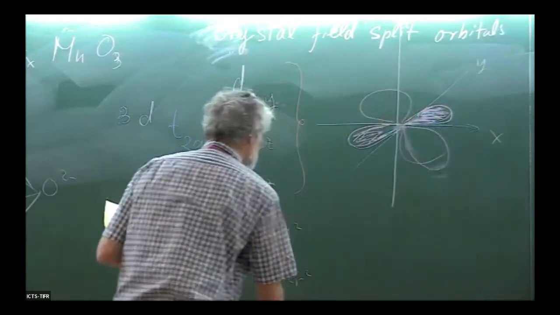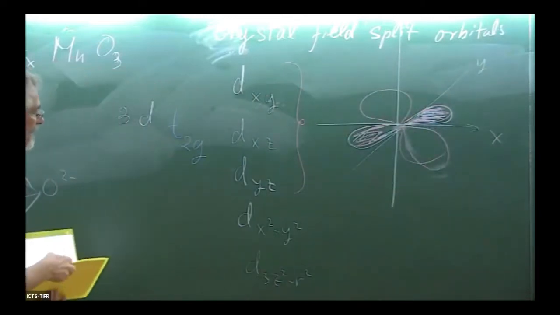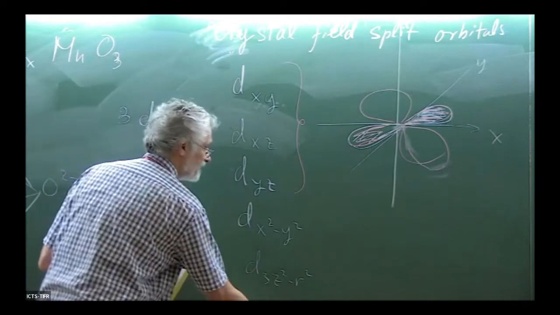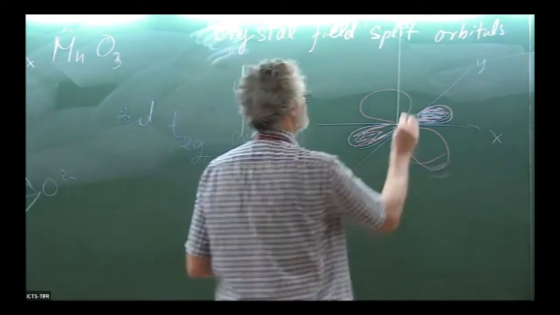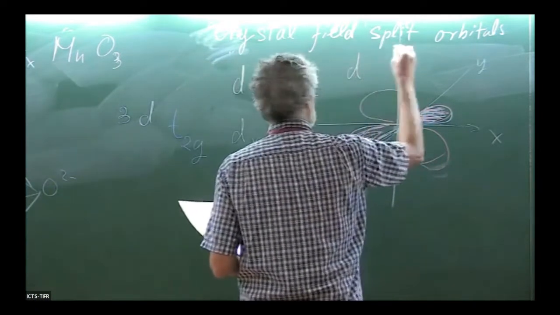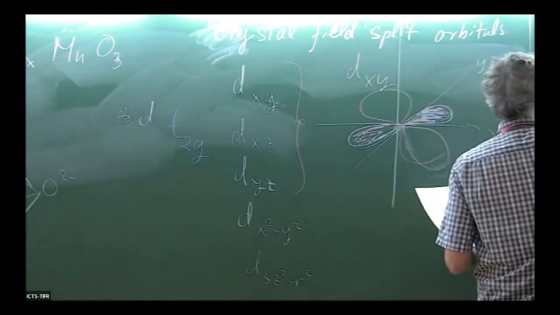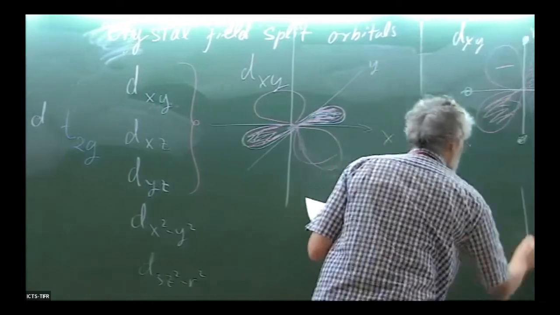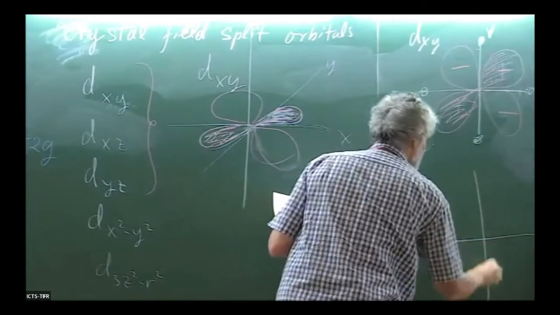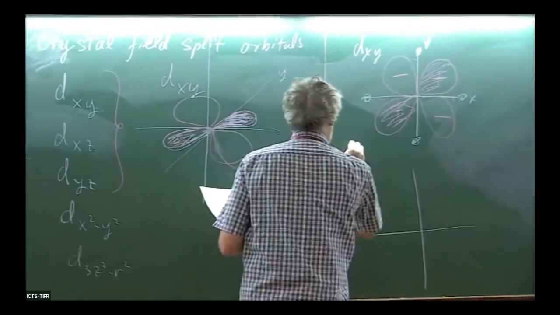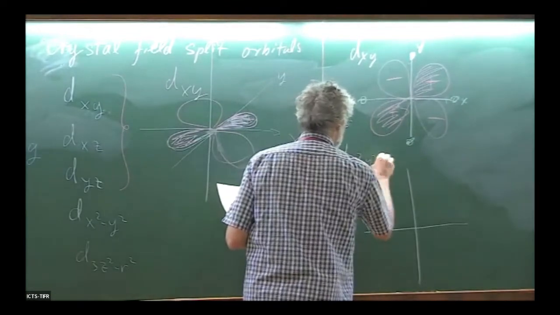Right. x squared minus y squared. Okay, so this was the dxy. This is the dxy. And you can guess what the dx squared minus y squared will be.